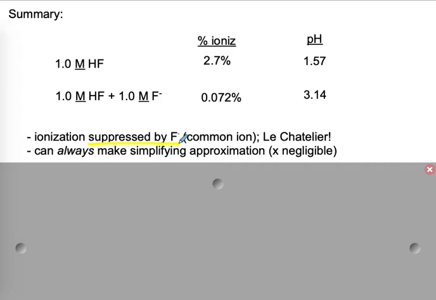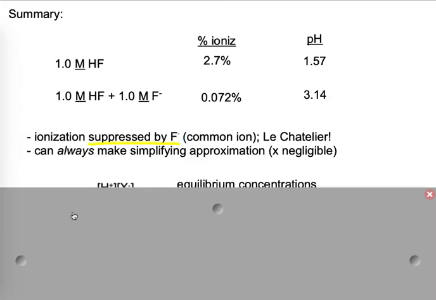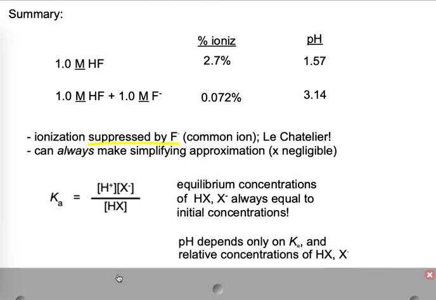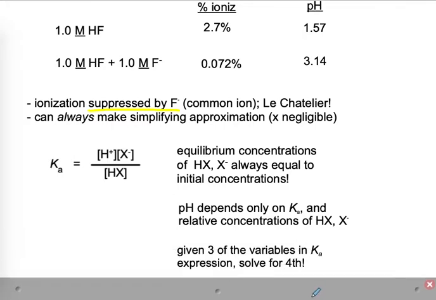And the important point is, in these calculations, you can always make the simplifying approximation. X will always be negligible relative to the initial concentration of acid or base. Okay? So we write the Ka expression, and what we find is that the equilibrium concentrations of the acid and the conjugate base are always equal to the initial concentration. Again, I can't emphasize strongly enough, any further ionization in the presence of a common ion is negligible. What we find is that the pH depends only on Ka and the relative concentrations of the acidic component and the basic component. And given any three of the variables in this Ka expression, we can simply rearrange, plug in, and solve for the fourth.